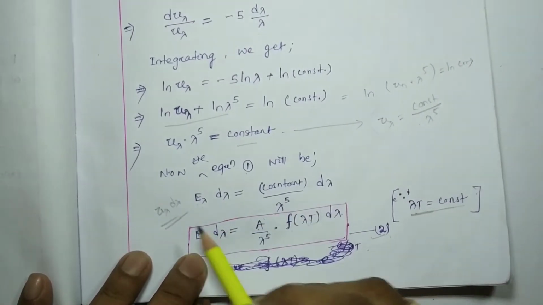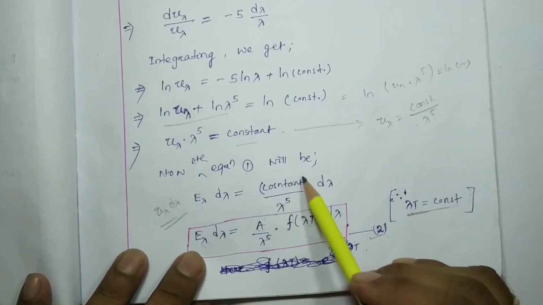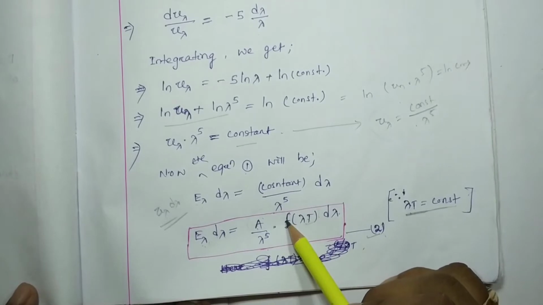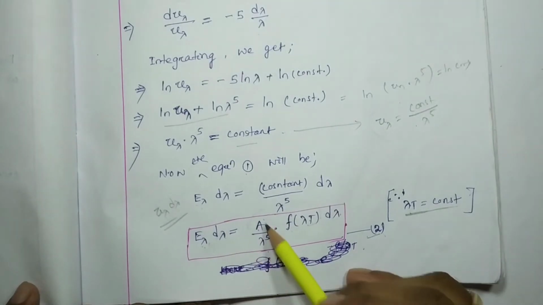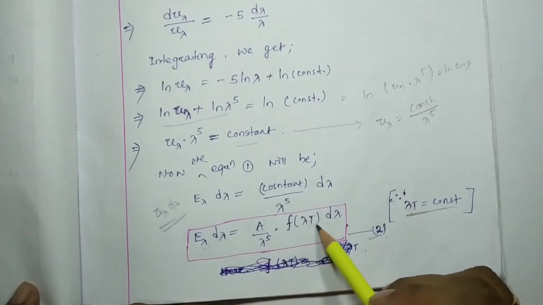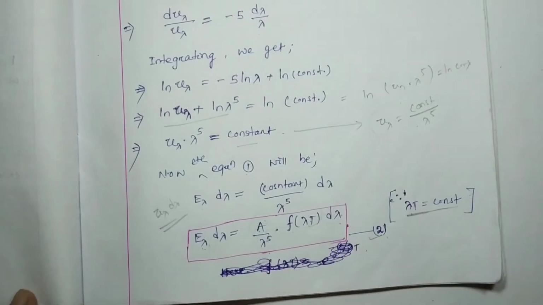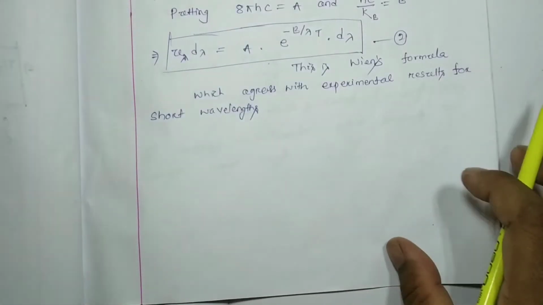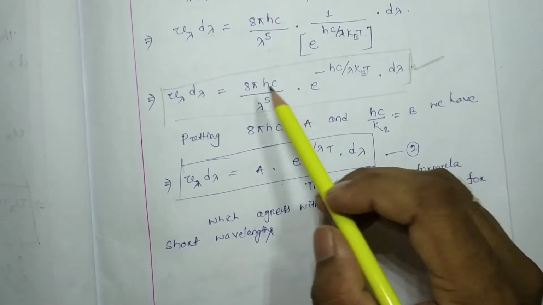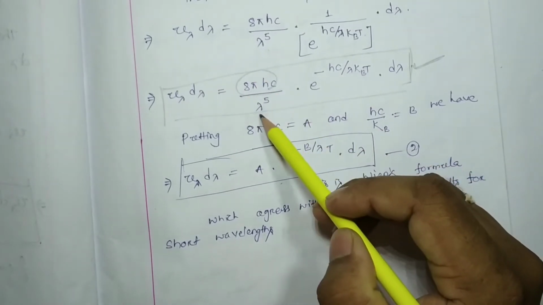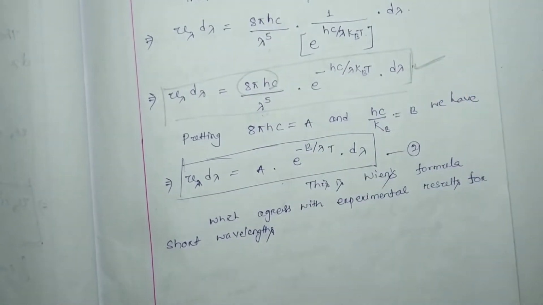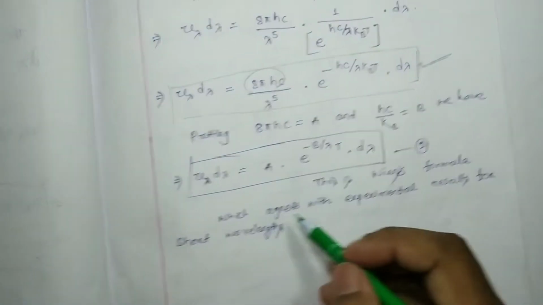So u lambda d lambda is nothing but some constant by lambda to the power 5, function of lambda T into d lambda. Exactly the same expression, a similar type of expression we found. This is the constant by lambda to the power 5. Here I forgot to write lambda by lambda to the power 5.